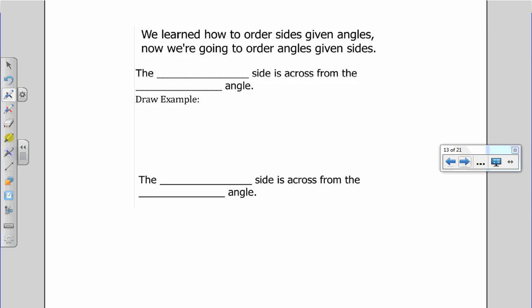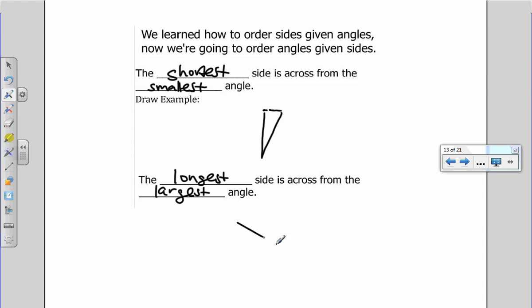Now we've learned how to order the sides when given the angles. Now we're going to go the other way. It's the same process though. The shortest side is across from the smallest angle. So once again, smallest angle, really short side. We don't need much to make that a triangle. The longest side is across from the largest angle. If we have a really big angle, we need a really big side in order to complete that triangle.